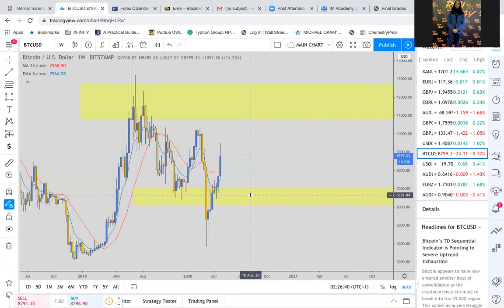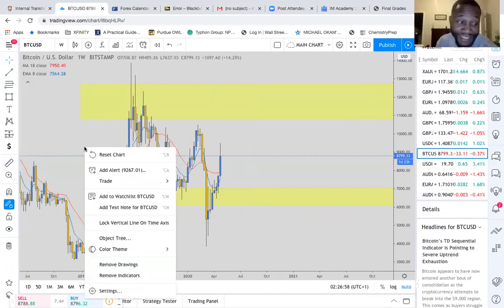So after you get the supply and resistance zones, or supply and demand zones, you scale down to the weekly, and then.